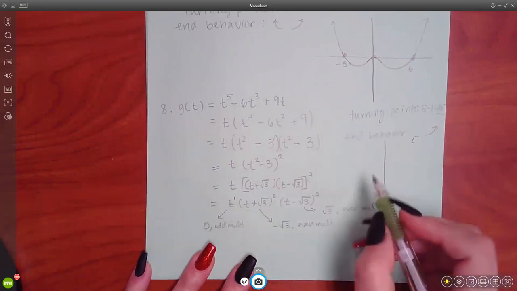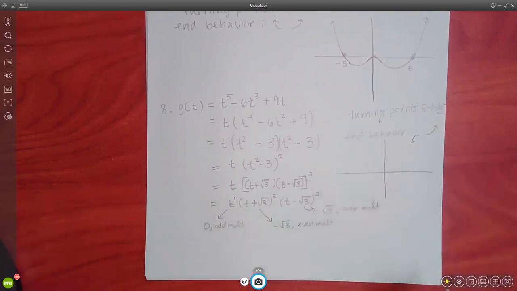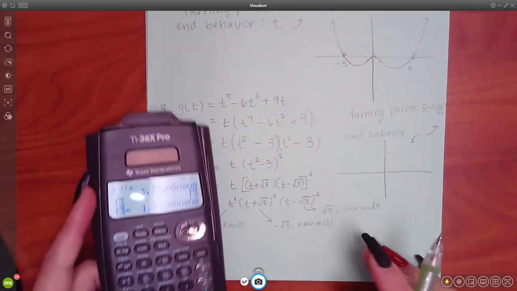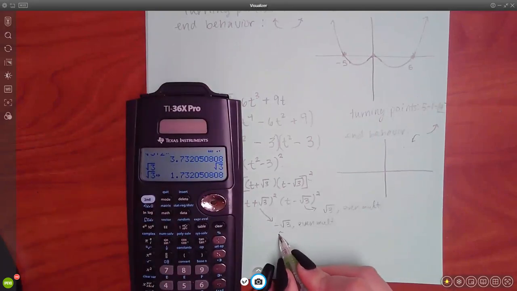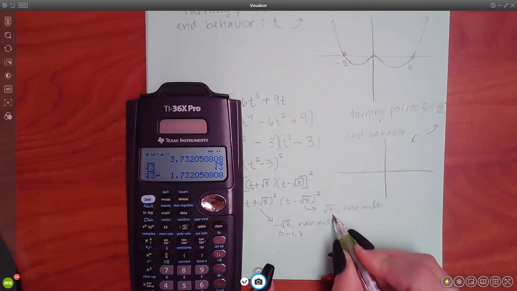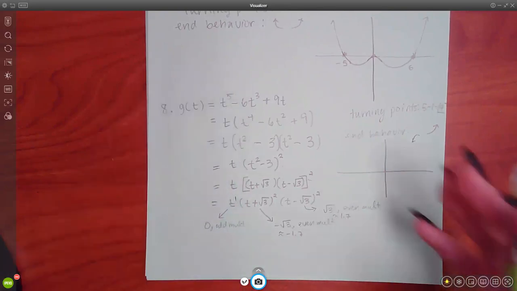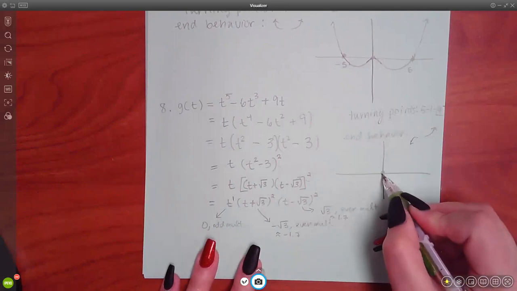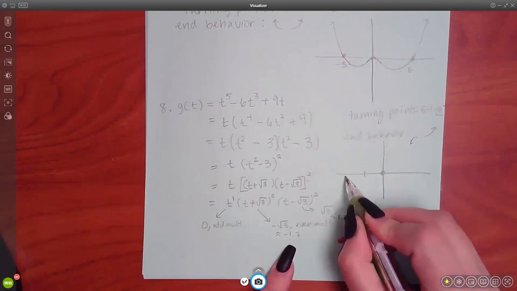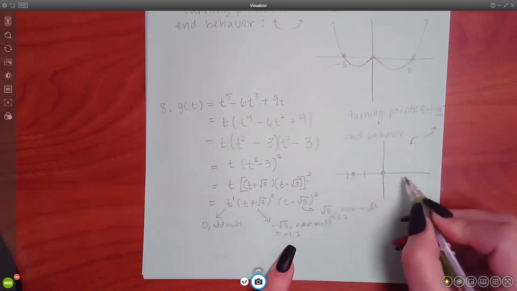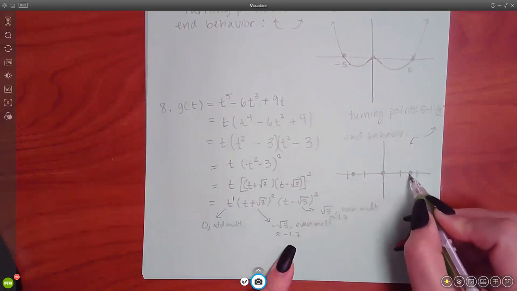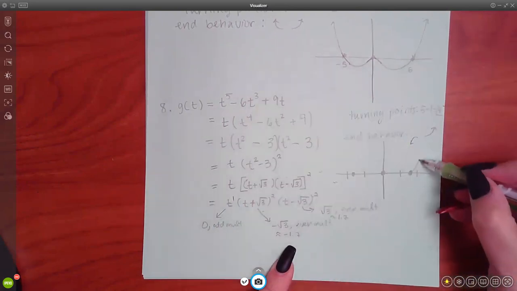And then if I sketch this, what the heck is square root of 3? Because apparently I have x-intercepts there, but I don't know what that number is. It's about 1.7. So this is about negative 1.7, and this is about positive 1.7. So that way I can draw them on my graph. I have the 0, 1, 2, so about here, and then 1, 2, about there. And I know my end behavior.